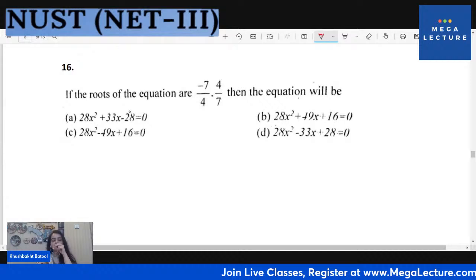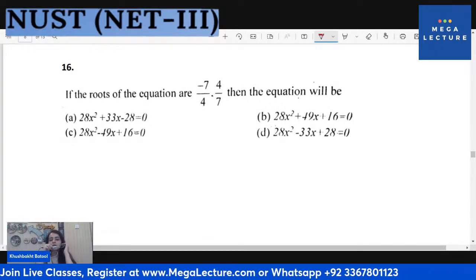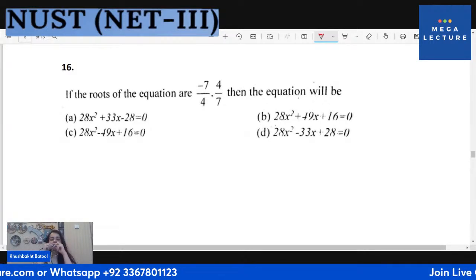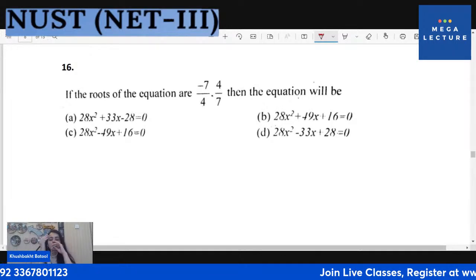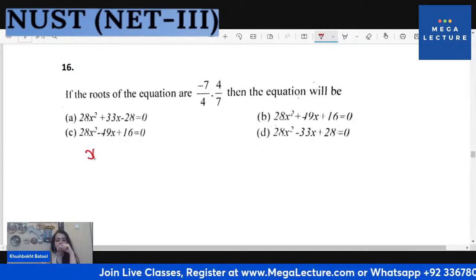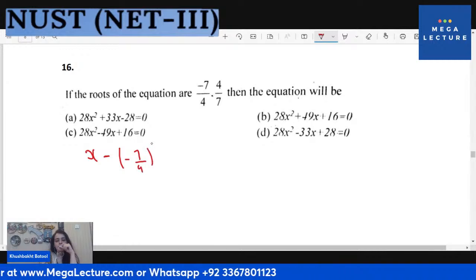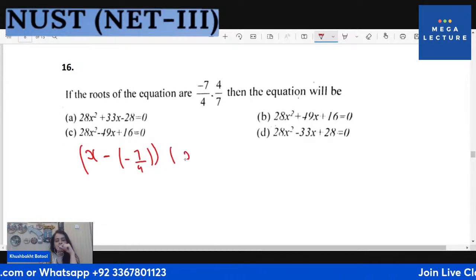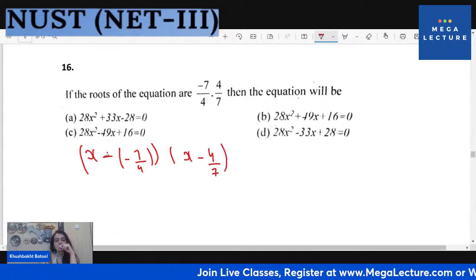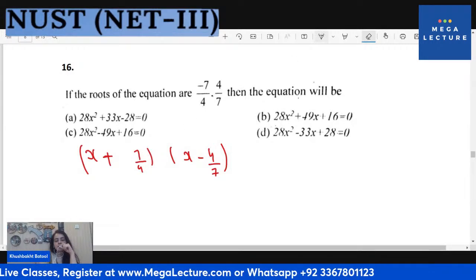Now it says if the roots of the equation are minus 7 by 4 and 4 by 7, then the equation will be... Again, when you have the roots, you can find the factors. Once you have the factors, you can multiply them and then expand it to find the quadratic equation. So your factors would be x minus your first root, and the second factor would be x minus your second root. So minus into minus would become plus. So I'll just get rid of this directly over here. And now let's multiply this.